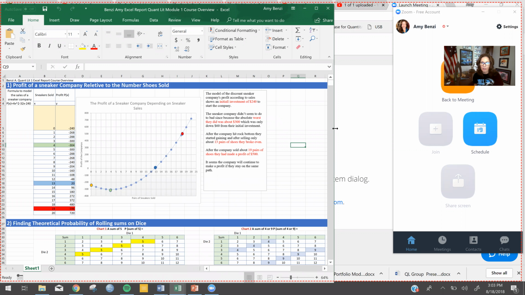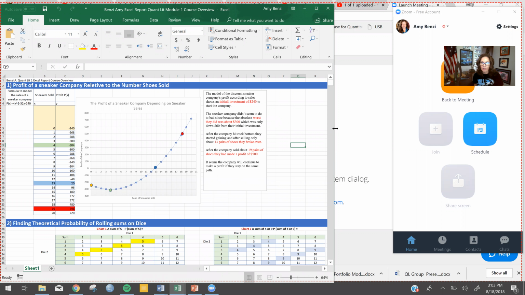I can see that on my graph right here at about 13 pair of shoes highlighted in blue on my table, the company broke even. And then at the red dot and the red highlight on my table, the company reached about a $500 profit. And it looks like if this company continues selling shoes at the same rate, they will be very prosperous.